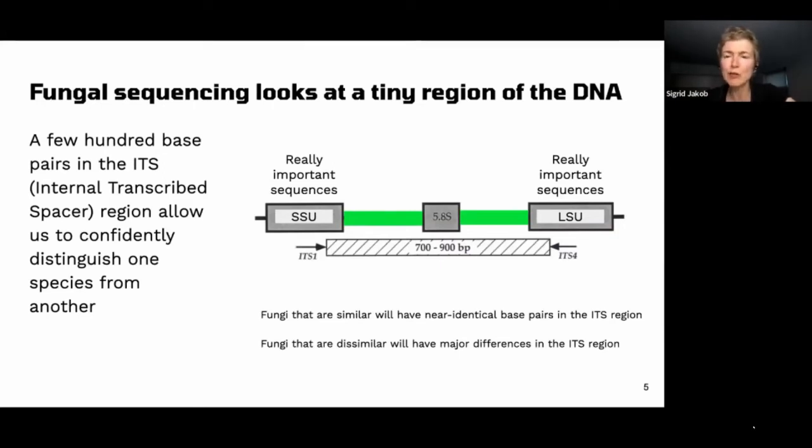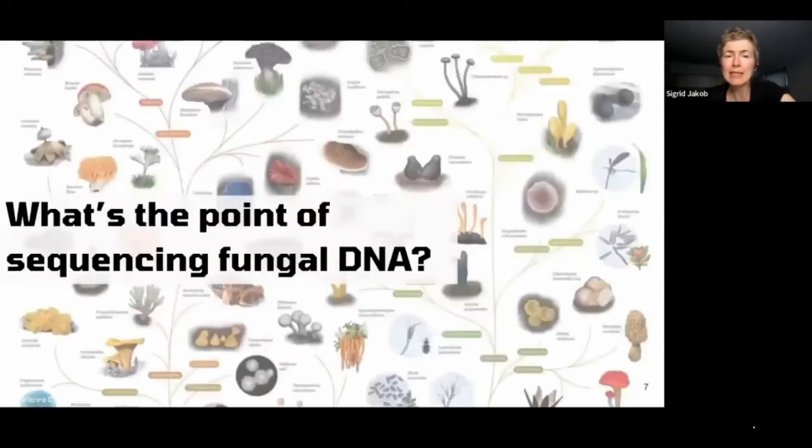So it's a really useful little section, and the discovery of this little spacer DNA has been a revolution for mycology, because by analyzing that little piece of DNA, we can now compare one mushroom to another and figure out what is the same species and what isn't. So that's what DNA is, and that's what fungal sequencing is.